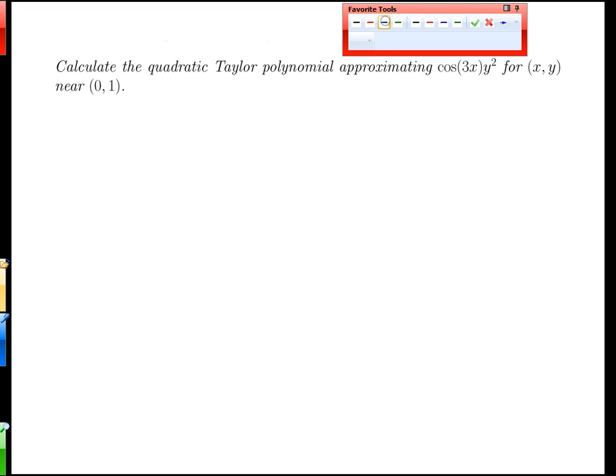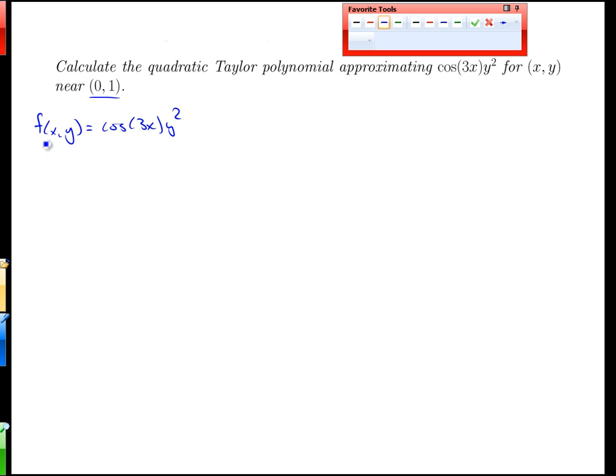Let's do an example here, a simple calculation of a Taylor polynomial of second degree. Basically, this is a laundry list type question. You've got the Taylor polynomial and you're trying to approximate some function. Again, this is a complicated function. We're going to approximate at the point (0, 1). What I usually do is just write out my laundry list of functions and its derivatives.